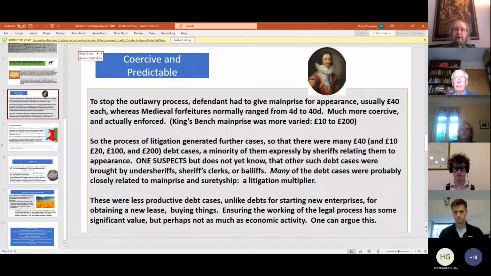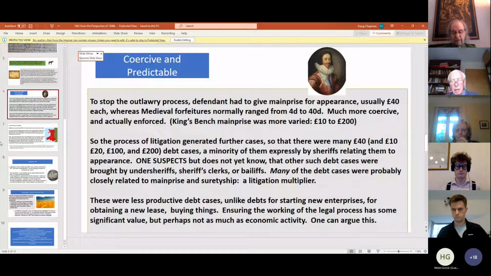In other words, if a debtor stopped the exigent process by the provision of mainprize, and he defaulted, then the sheriff would litigate against the defendant and against both mainpernors, and the mainpernors would each sue the defendant. So you could have another 5 cases arising from that one piece of exigent process. And so those are essentially auxiliary suits that flowed from that one dispute.